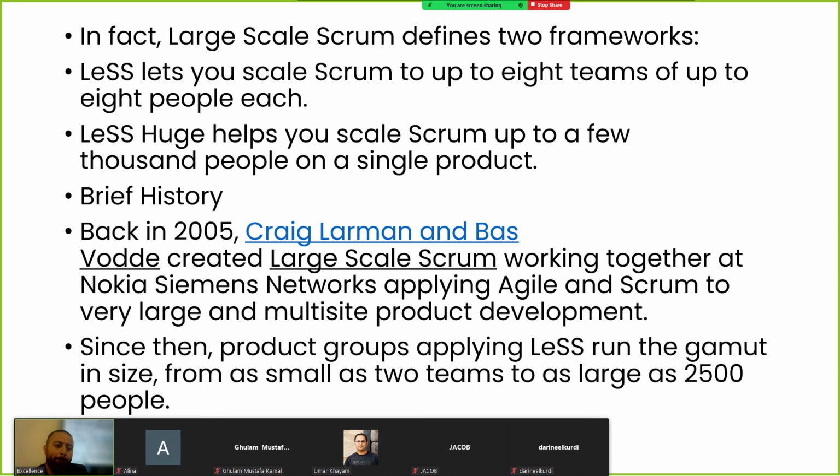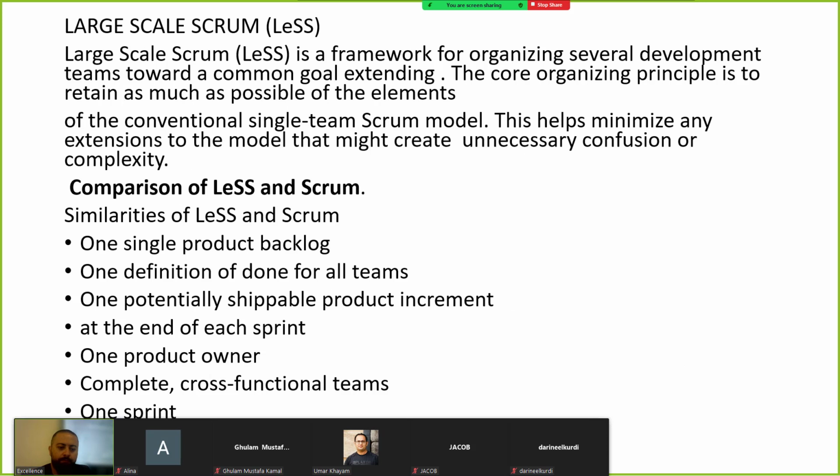Second is some history about LeSS. Back in 2005, Craig Larman and Bas Vodde created Large Scale Scrum while working together at Nokia Siemens Networks, applying Agile and Scrum to a very large, multi-site product development. Since then, the product groups applying LeSS run the gamut in size from as small as 2 teams to as large as 2,500 people.